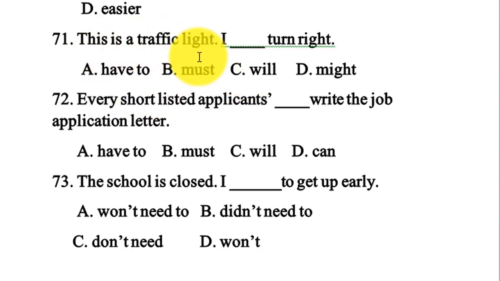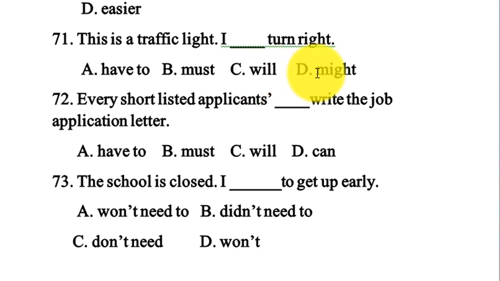Great. This is a traffic light, a blank turn light. Modal question, yeah. This is a traffic light, a blank turn light. Have to, must, will, and might. So what's the answer? Can you answer the question? Fantastic. If you answered A, absolutely right. So C and D are not the answer, please.